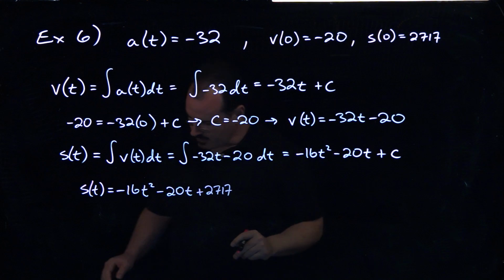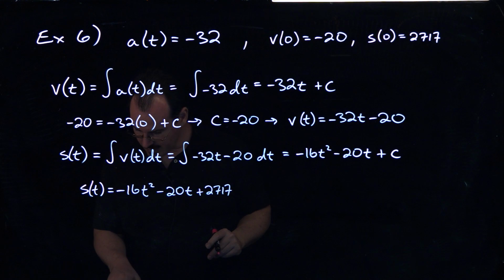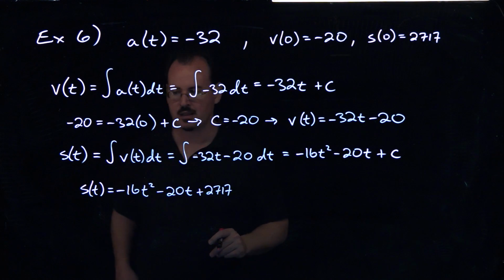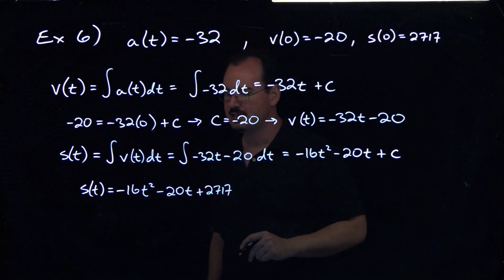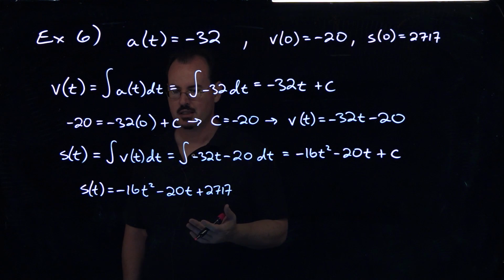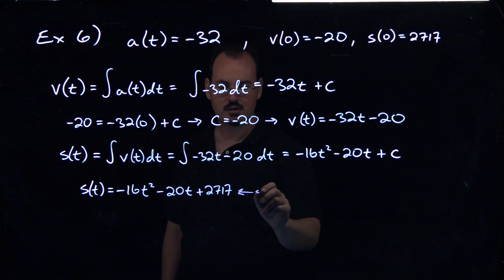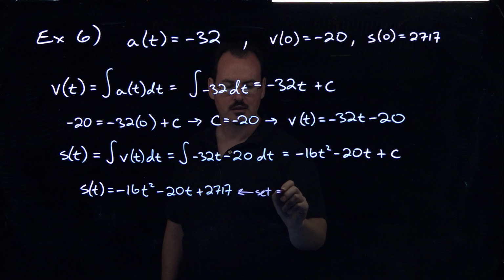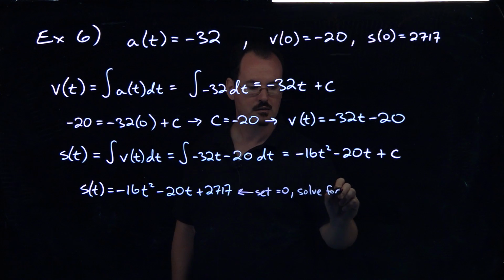Okay, now the question is actually asking us to find the velocity of the object when it hits the ground, and how long does it take to hit the ground. So to answer these questions, how long does it take to hit the ground? Well, that question is really how long does it take to reach position 0? So the ground, according to what we're talking about here, is position 0. So to answer that question, I want to set this equal to 0 and then solve for t.